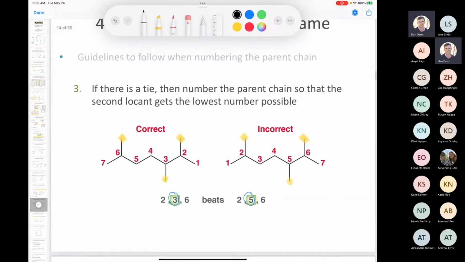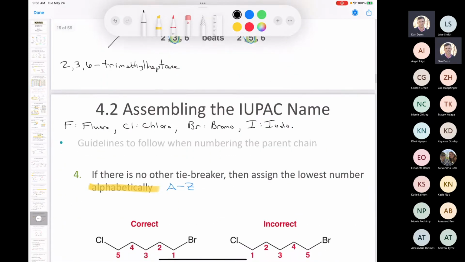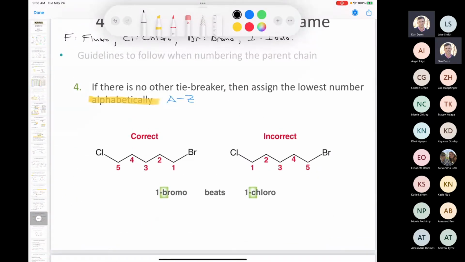We go to this one here. We have methyl groups at carbons 2, 3, and 6. So you'd call this 2,3,6-trimethylheptane. So that's the name for this compound. If we look at this compound, well, 1 bromo beats a 1 chloro. So you'd call this compound 1-bromo. Remember, letters and numbers are separated by hyphens. So that's our bromo, B for bromo. Then you have to list the next substituent, which is the chloro.